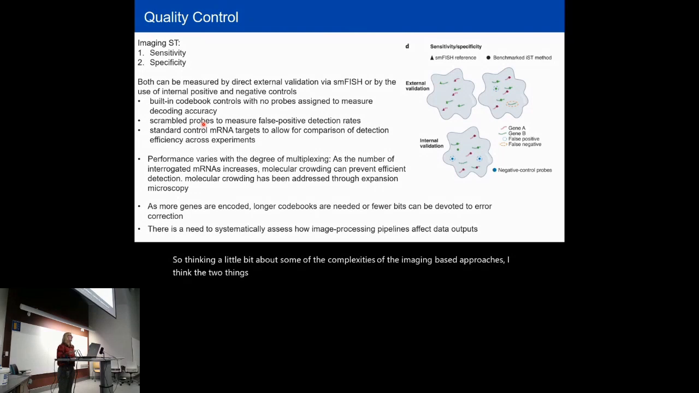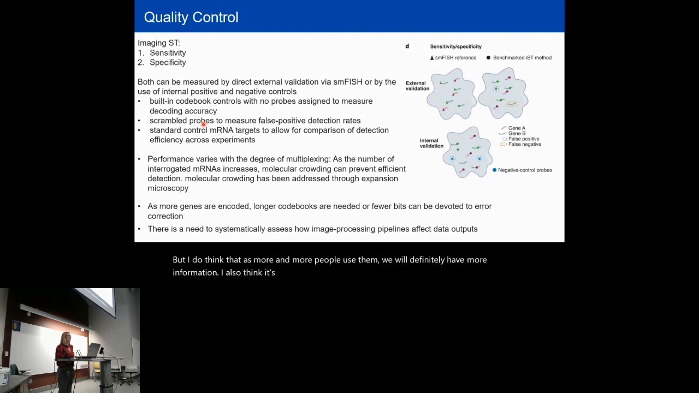So thinking a little bit about some of the complexities of the imaging-based approaches, the two things people mostly talk about are sensitivity and specificity, right? Are these probes truly specific for the transcripts that they say they are? And what is the level of sensitivity? Can you really get down to the individual transcript level? These are not so easy to determine, and there have been a couple of recent publications that have tried to compare them directly. I think we still don't have a great sense of which of these technologies is the best one for each of these different types of problems. But as more and more people use them, we will definitely have more information.